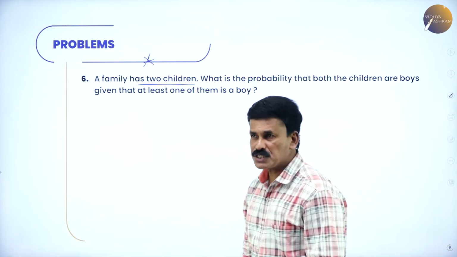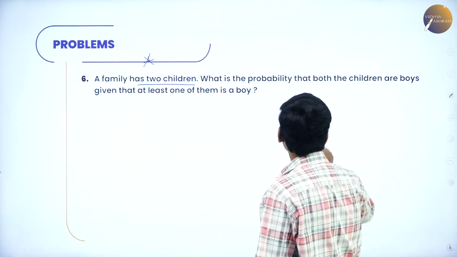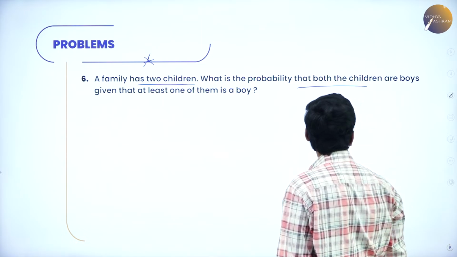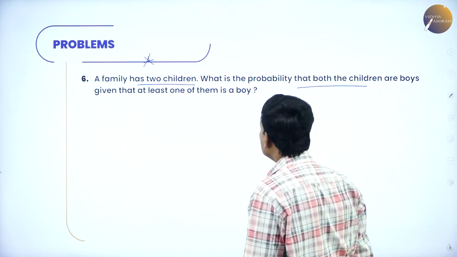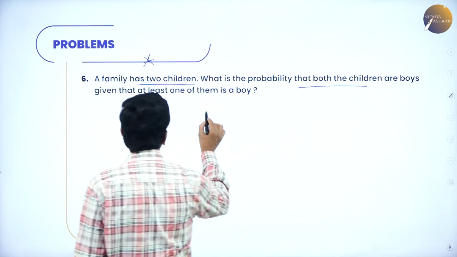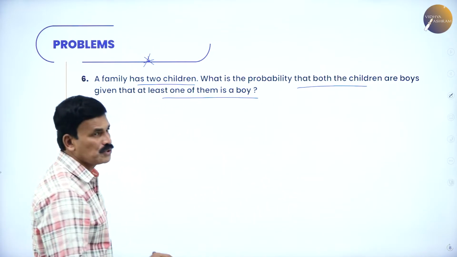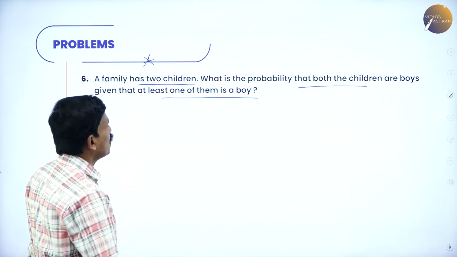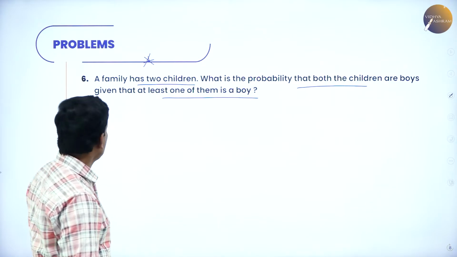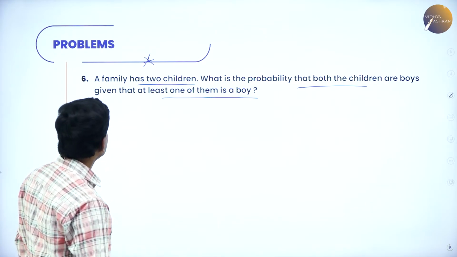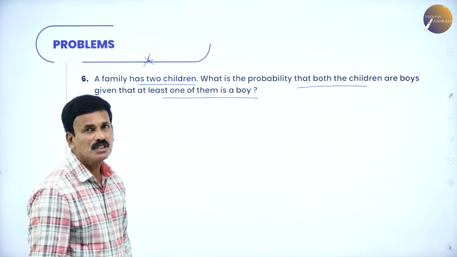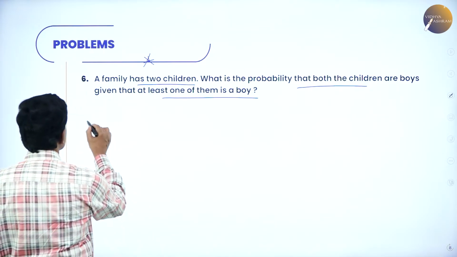A family has 2 children. What is the probability that both the children are boys, given that at least one of them is a boy? This is the condition. So, a family has 2 children. What is the probability that both the children are boys, given that at least one of them is a boy? Now, let us write down the sample space.